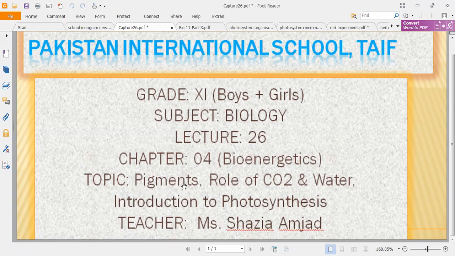Today we will see some more detail about pigments, because pigments play a vital role, a great role in photosynthesis, as well as we will see the role of carbon dioxide and water in photosynthesis, and we will see an introduction to photosynthesis. So let's get started.